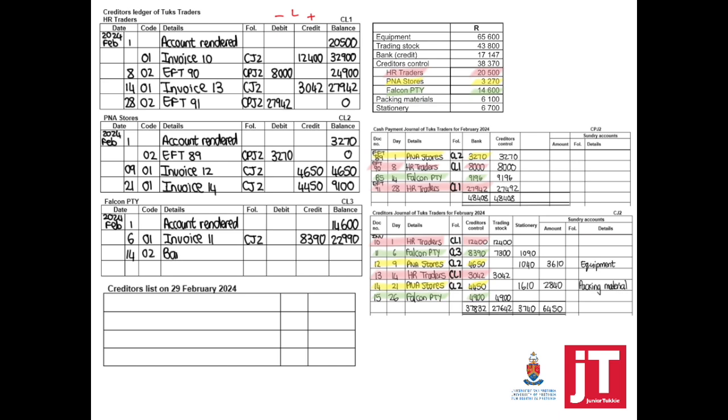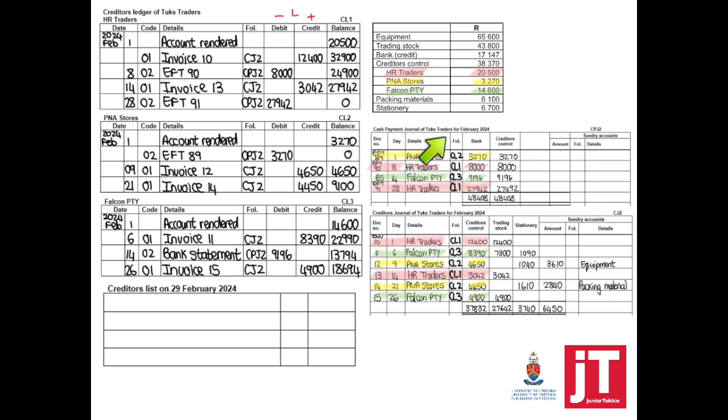On day 14, an online payment was made. That's why the source document is bank statement. The amount 9,196. So what happens with my balance now? It decreases because we've made a payment. The last transaction on day 26, invoice number 15 from the creditors journal, the amount 4,900. New balance 18,694. The balance increases because we purchase on credit.